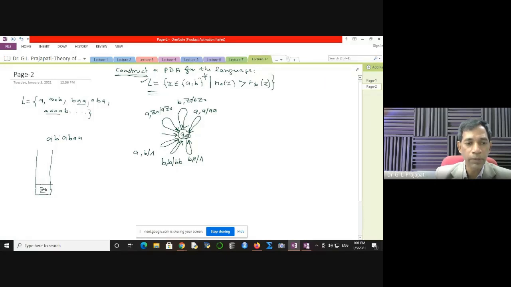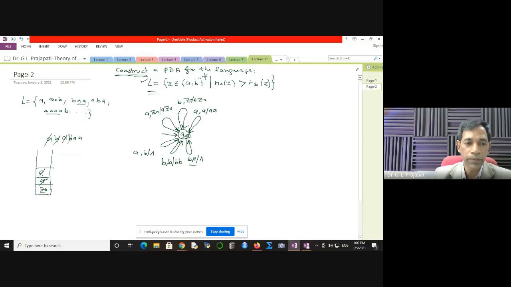Whenever you have A, top of the stack is Z0, so you can assume this transition and read this input and your top will become A. Whenever you have B, input is B and top is A, means alternate, so you are just going to delete this. Now input is A and top can be Z0, you are going to save it. Now input is B and top is A, further alternate combination, so you have to delete this symbol.